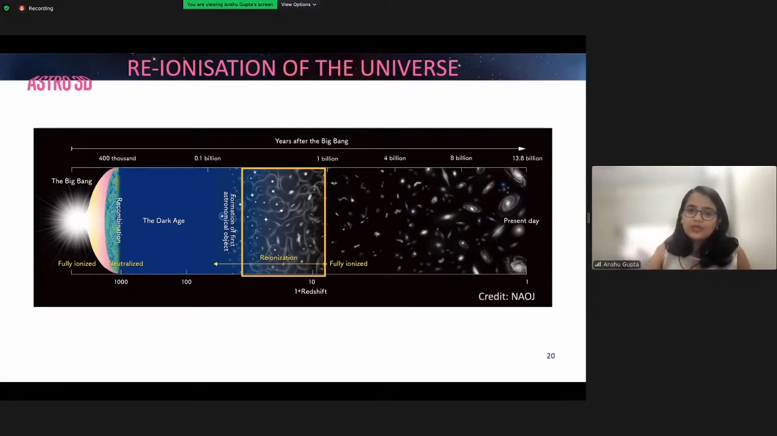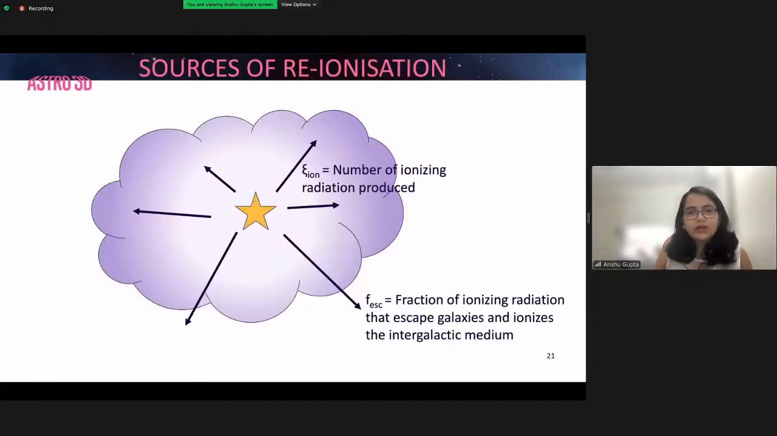There's been a lot of work happening in the Epoch of Reionization, especially with the launch of JWST, and we are trying to look for what were the first galaxies, what were their key properties, how did this epoch really evolve. And there are two key properties of galaxies that are really important to understanding how this epoch evolved. One is the number of ionizing radiations the galaxies are producing, because ionizing radiations essentially are the radiations that can ionize neutral hydrogen.